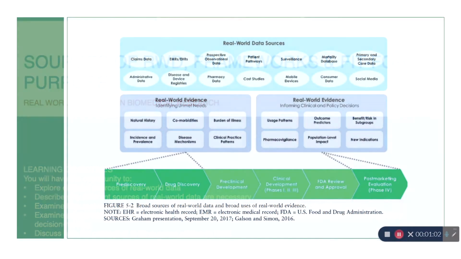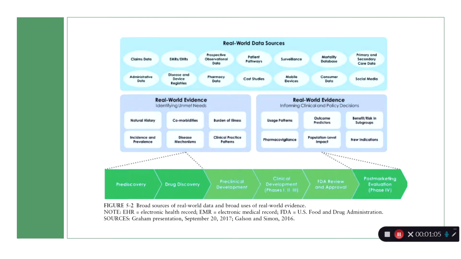So let's get started. This is a diagram that comes out of the book that I recommended, examining the impact of real-world evidence on medical product development. It's a really nice diagram for a couple of reasons. One is that it provides an illustration of the variety of sources from which we can obtain real-world data. Real-world data can come from insurance claims, mobile devices, pharmacy data or surveillance databases. There are mortality databases that have death certificates for people in the US. Social media can be a source of real-world data.